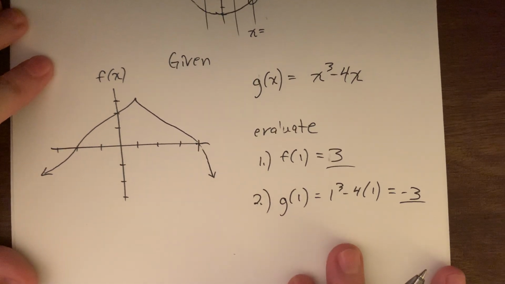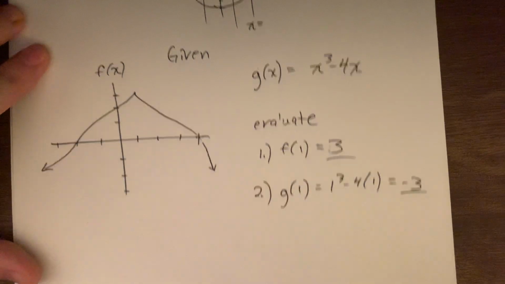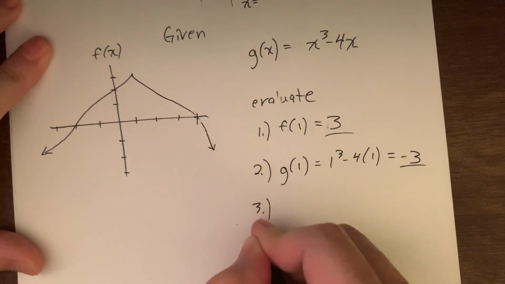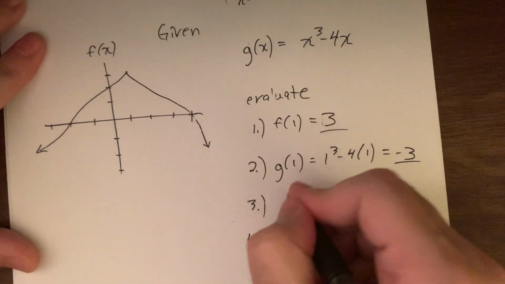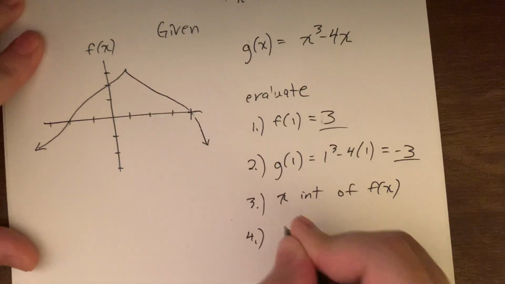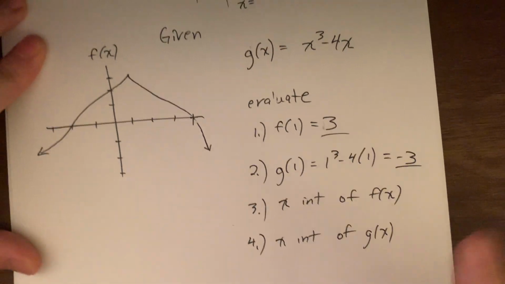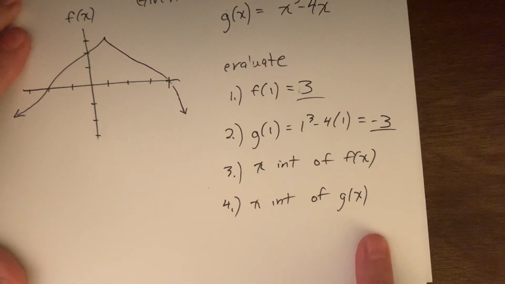Now, I don't want to go too crazy with this. This is just, again, a basic little reminder about how functions work. But let's do that one more time. Let's think about number 3 versus number 4. Let's find the x-intercepts of f of x. And then number 4, we'll find the x-intercepts of g of x.